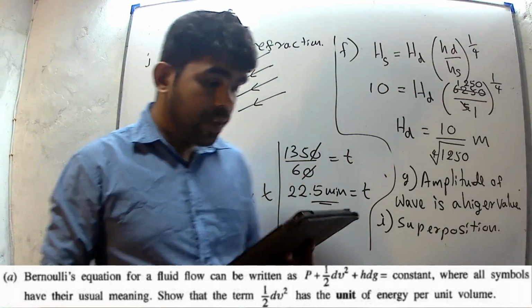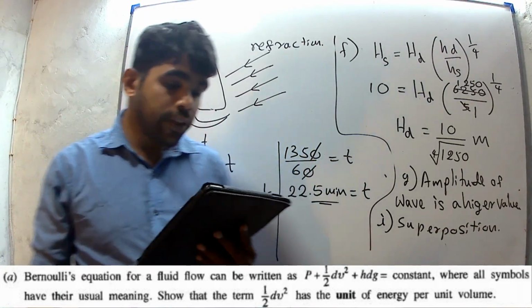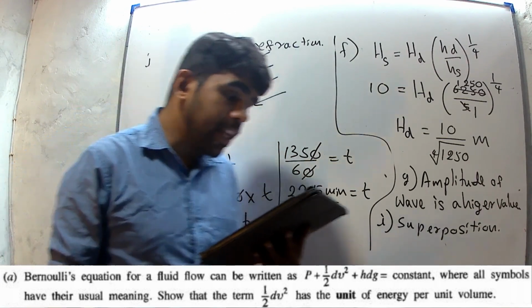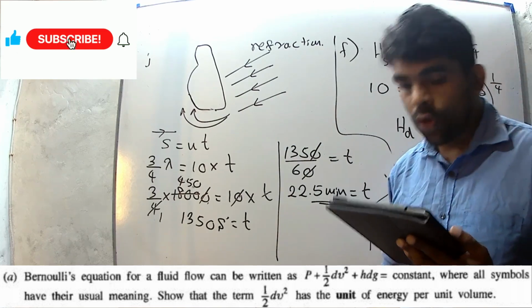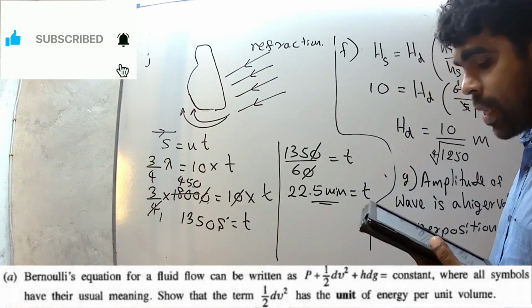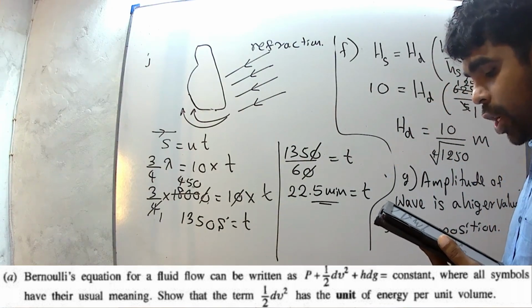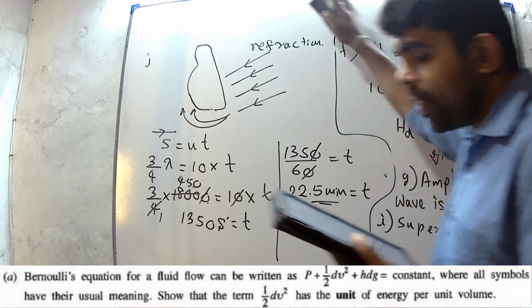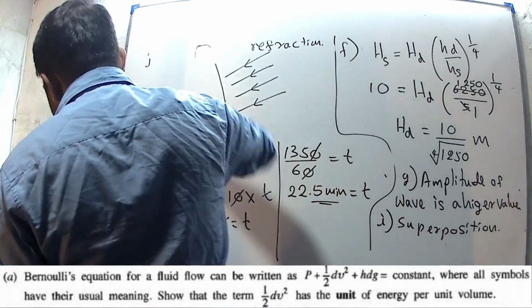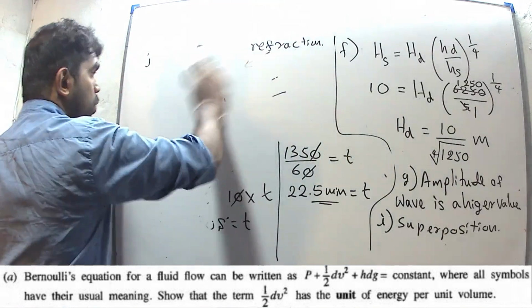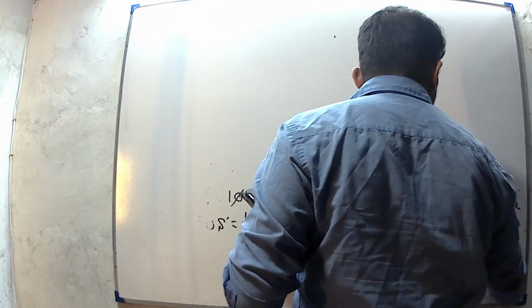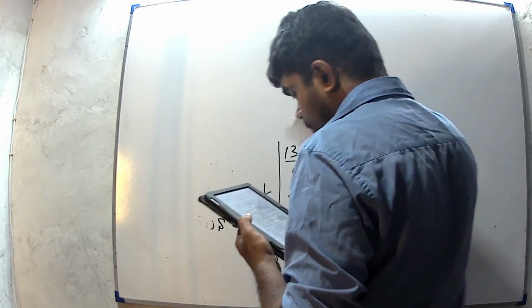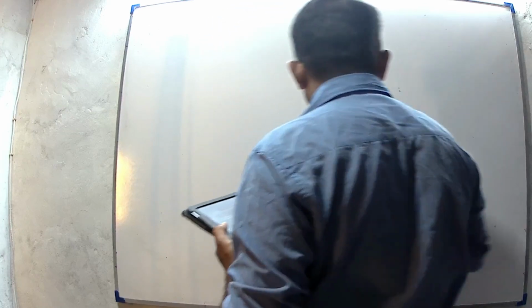Part A. Bernoulli's equation for a fluid flow can be written as P plus half dV squared plus hdg equals constant, where all symbols have their usual meanings, so that the term half dV squared has the unit of energy per unit volume. We can consider the given term half dV squared.